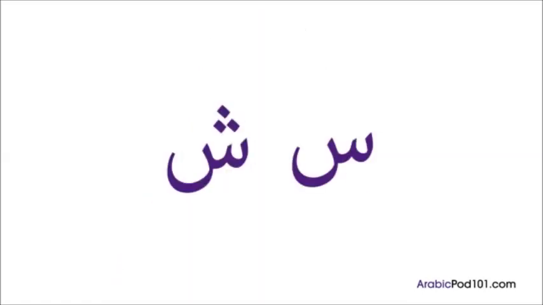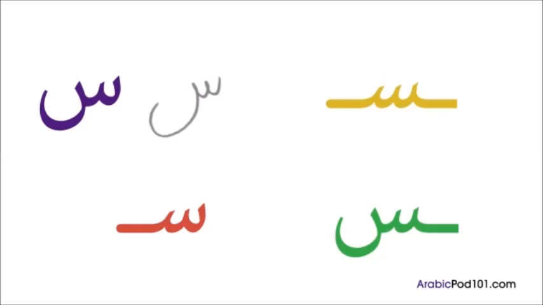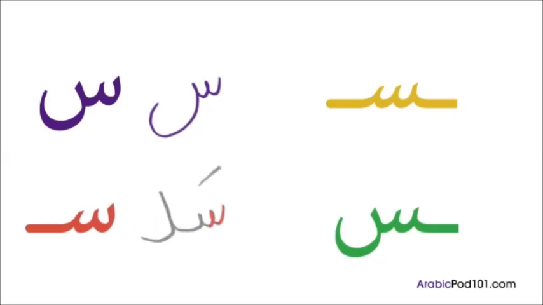We'll have a review. In the past 4 lessons, you learned several letters with sounds that you have never heard or pronounced before. Do you remember the letters we learned in lesson 7? They were sin and sheen. Both of them are very easy to pronounce. First, we have sin, the isolated form, and the other 3 forms: initial, medial, final.